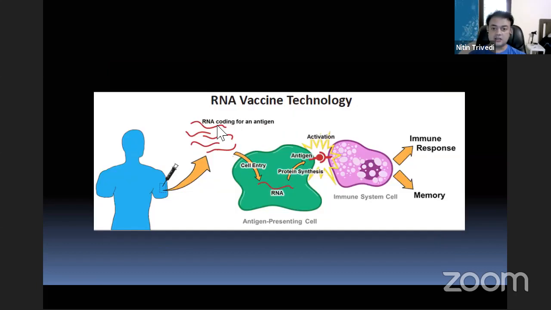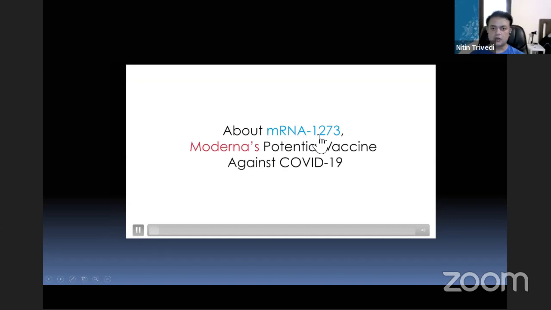So RNA vaccine technology is that, as I told you, RNA coding for the antigen is injected into the thymus or other lymph nodes. It enters our cells, and our body starts translating it to synthesize a protein. So the protein synthesis is happening by our body, and the antigen is being presented, and then this antigen will be identified by our immune system cells, for example NK cells and T cells, and that produces the antibody response to this particular antigen, that is basically the spike protein. That is how they are developing this. So this is a short video, you can see that video. mRNA-1273, Moderna's potential vaccine.